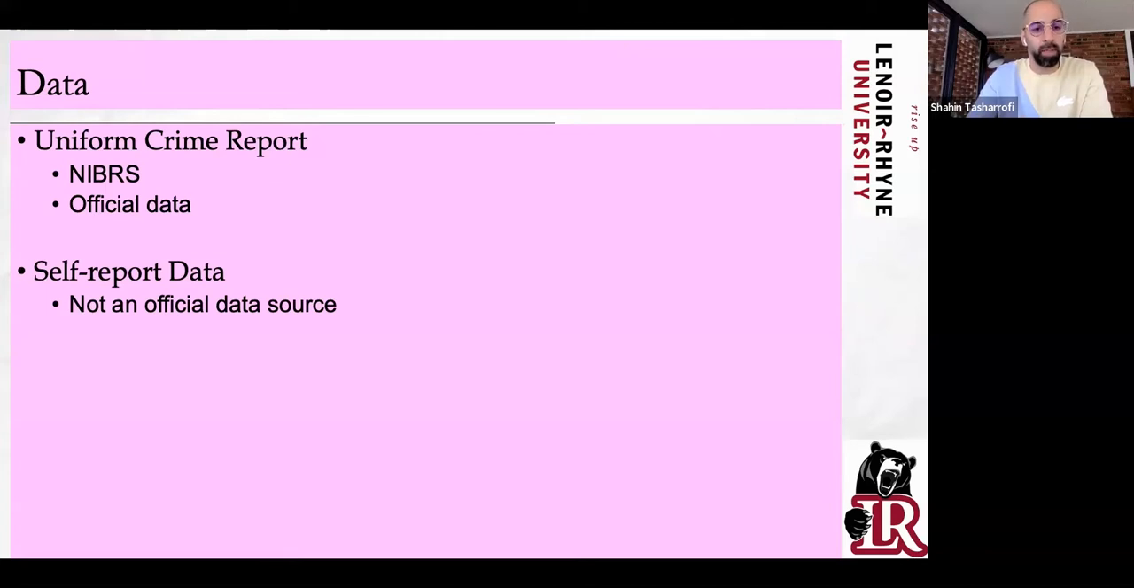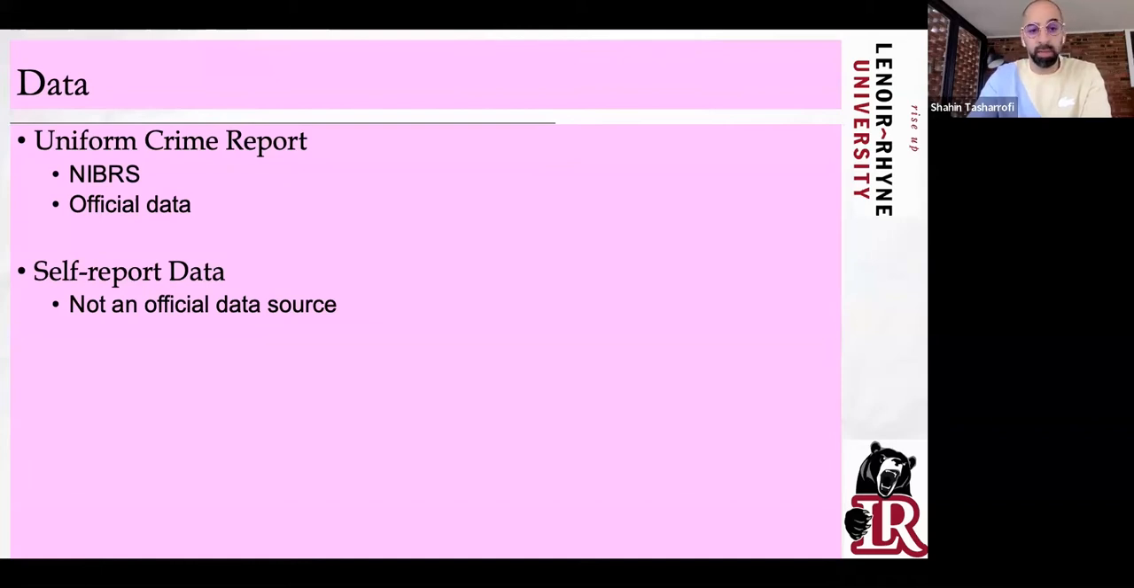Currently, some of these limitations are being addressed because the UCR, the Uniform Crime Report, is transitioning to what is called NIBRS, the National Incident-Based Reporting System. Pretty much everything that we know today about the impact of race on crime comes from the UCR, which is the older version of NIBRS.